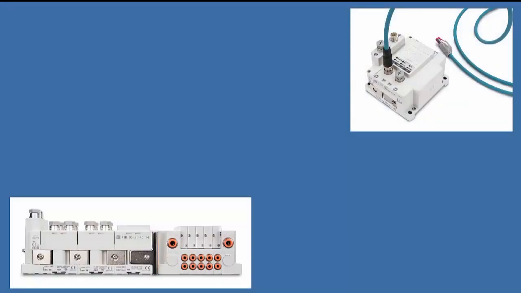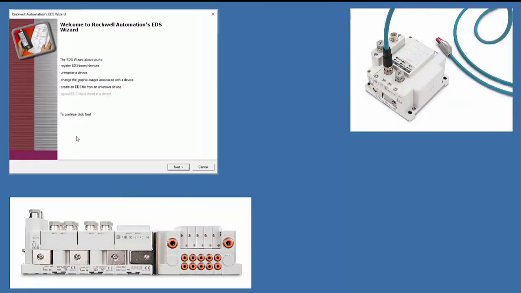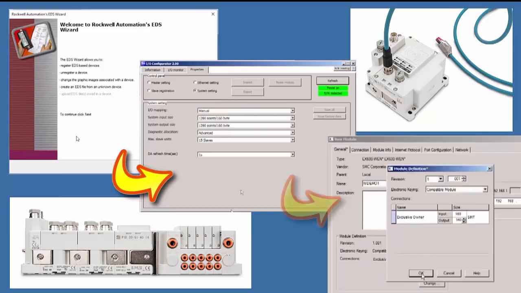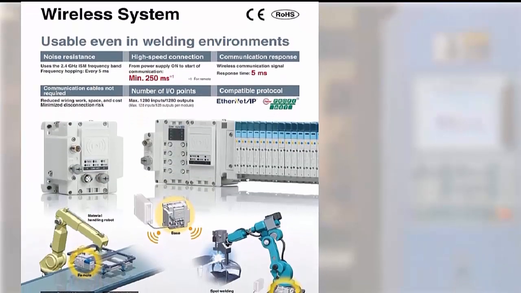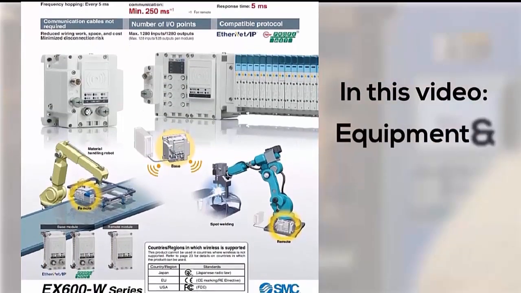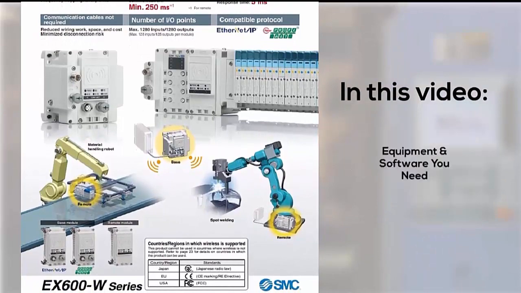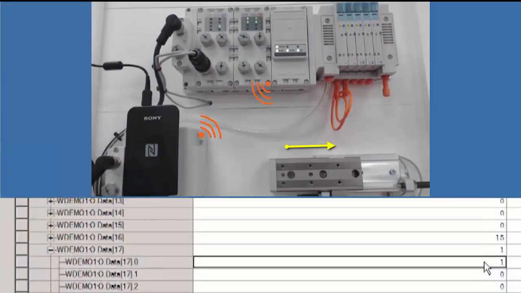On this video, we will show you how to set the wireless EX600 system up on your network PLC with an Ethernet module. During the video, we will show you the equipment and software you will need and show you step by step how to complete it. In the end, we will have a PLC-driven actuator working through the EX600.